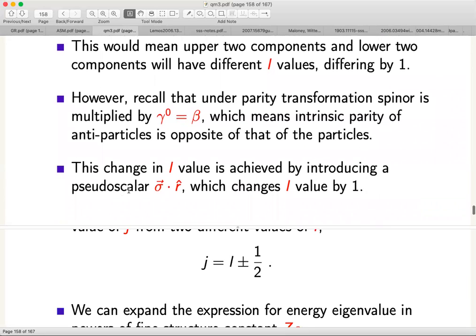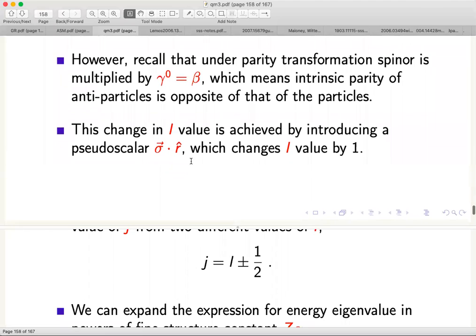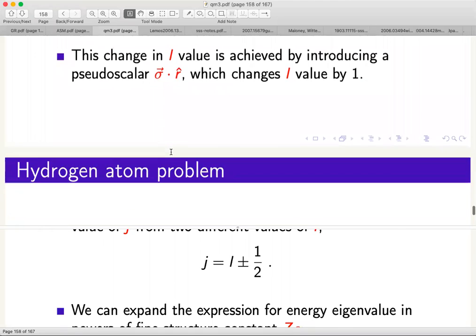So this is just some remarks: if you want to get a change in the L value, all you do is write down the upper component to be something, say chi, and write down the lower component to be sigma dot r times chi, and an object like this would switch the L value by 1. I am not going to elaborate on this, but if you really want to write down these four component spinors explicitly, this may be one way of writing down relative factors between upper and lower components and so on.